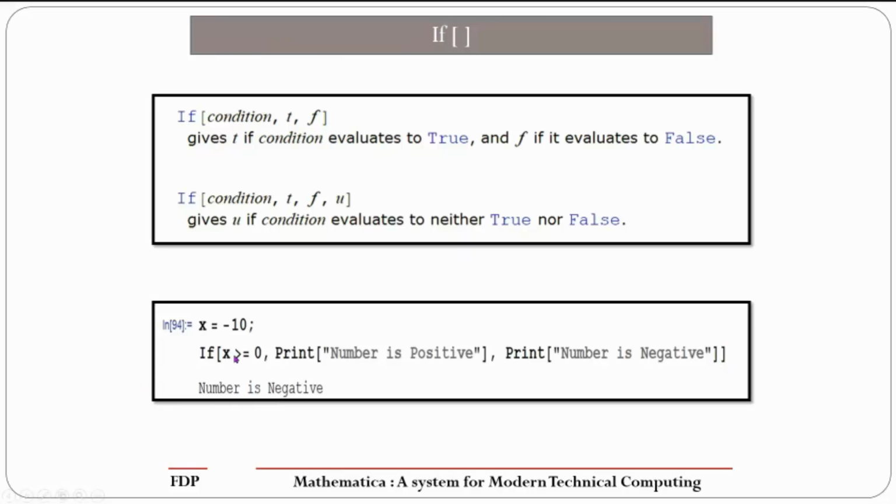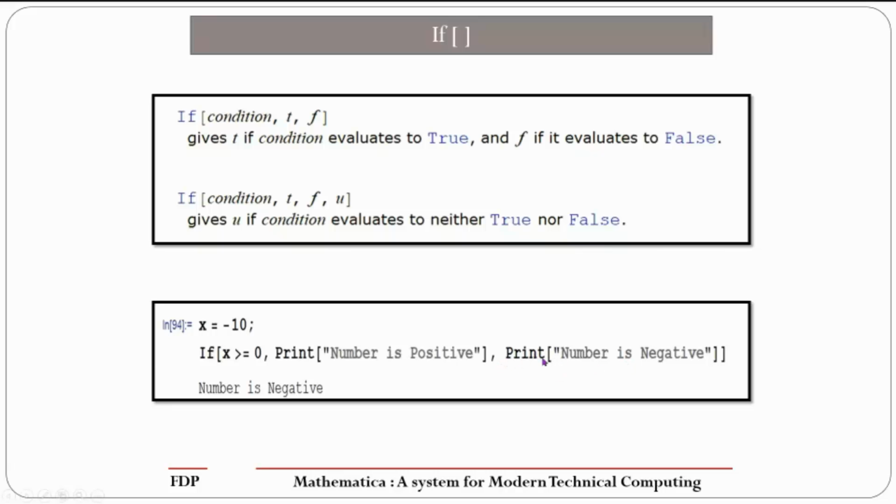Okay, the first portion here is the condition. We have a relational operator, greater than or equal to. So x >= 0 means it is checking: is x greater than or equal to 0 or not? After checking, it will go to the truth value or the false value. Here x is -10. So is -10 greater than or equal to 0? No, right? So the answer is false. False means the false portion will come up.